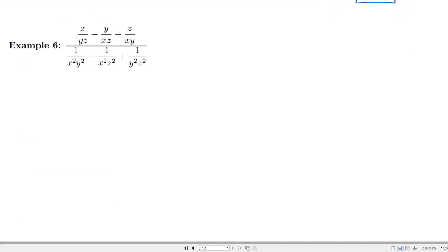And now for our very last example, let's see what we can do here. Looking at the numerator, these three fractions have denominators yz, xz, xy. So what is the yz missing when comparing to this? Well, it's missing this x. And then from this one, it would be missing the x as well. So it looks like the common denominator is going to be xyz. So if we have xz, we are missing the y. And if we have xy, we're missing the z.